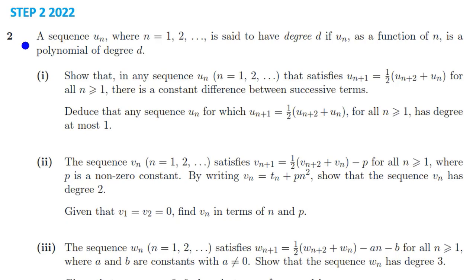STEP 2, 2022, problem number 2. A sequence u_n, where n equals 1, 2, and so on, is said to have degree d if u_n as a function of n is a polynomial of degree d. Part 1. Show that in any sequence u_n that satisfies u_{n+1} = 1/2 (u_{n+2} + u_n) for all n greater than or equal to 1, there is a constant difference between successive terms. Deduce that any sequence u_n for which u_{n+1} = 1/2 (u_{n+2} + u_n) for all n greater than or equal to 1 has degree at most 1.